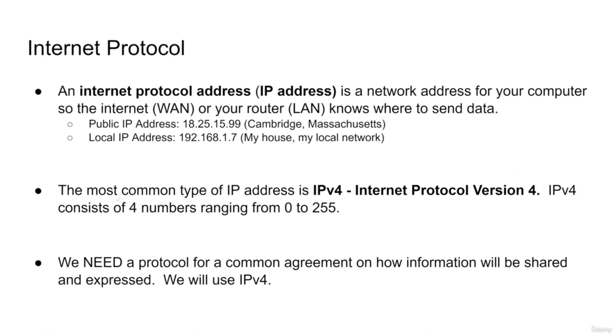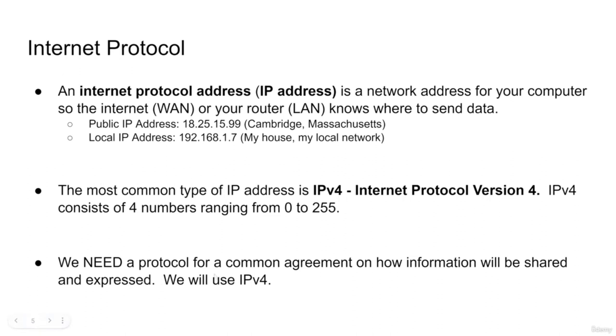Now, the most common type of IP address is the IPv4, or Internet Protocol version 4 address. And IPv4 addresses consist of 4 numbers grouped together, ranging from 0 to 255. So you see right here we have 192, 168, 1, and 7. Here you have 18, 25, 15, and 99. So we're following the Internet Protocol version 4, so IPv4 protocol.